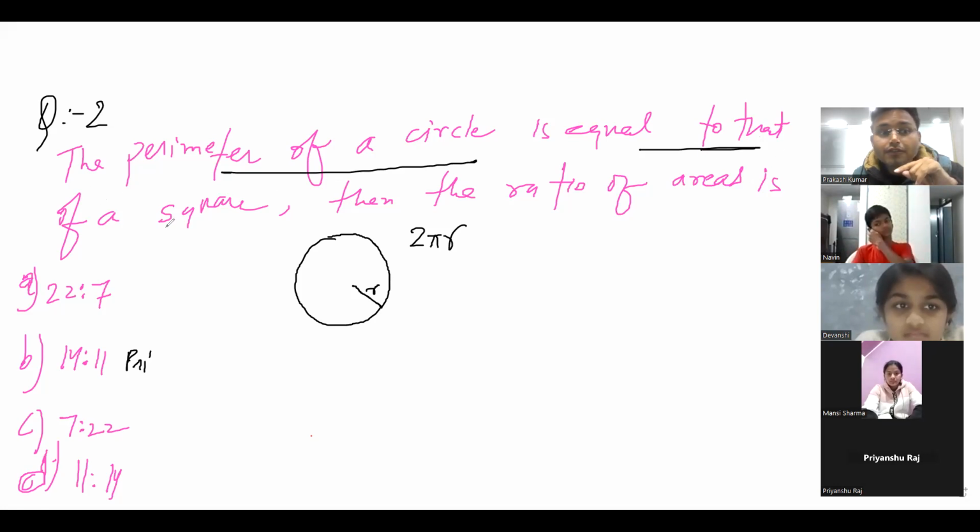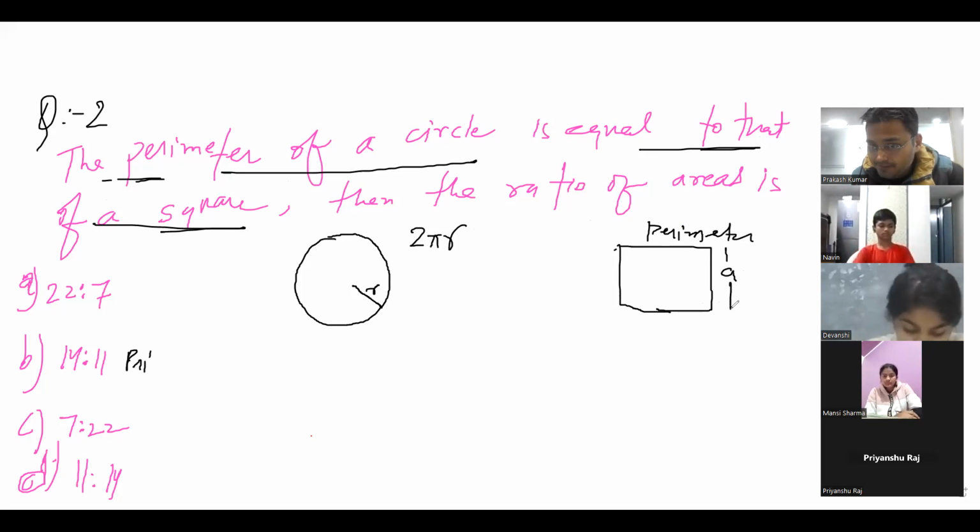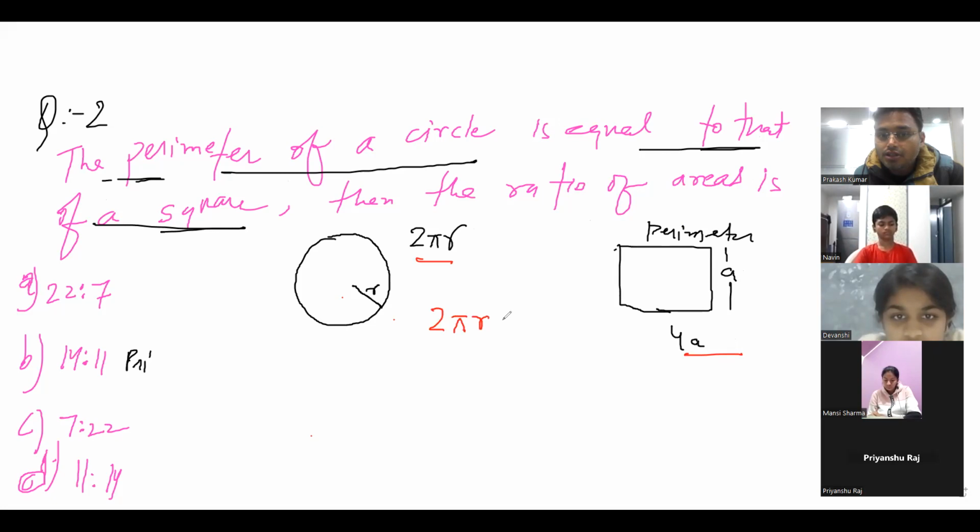Now this perimeter is equal to that of the square. It is telling us the perimeter of a square. If this side is A, the perimeter will be 4A. According to the question, it is clearly telling that the perimeter of the circle and the perimeter of this square are equal. It means that 2 pi r equals 4A.